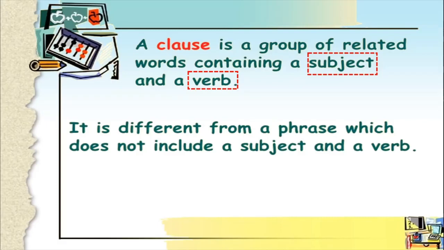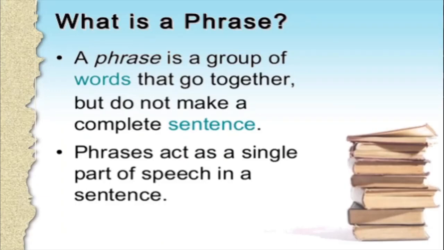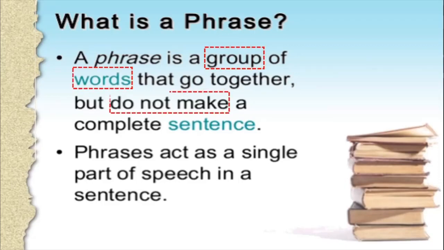And it is different from a phrase also, we discussed. What is the main difference? That the phrase does not usually contain a subject and a verb. So we brought out the difference between the phrase and the clause. We also saw in detail about what a phrase is. A phrase is a group of words that usually go together, but they do not make a complete sentence. That is, they do not make complete sense. Alright, so we discussed all this last time.